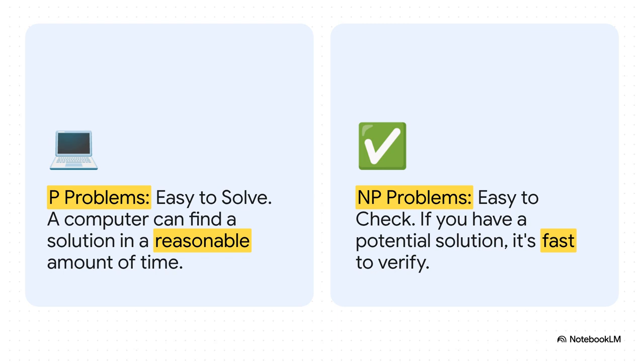Now, problems in NP are different. They're the ones where a solution is easy to check. Like, if I hand you a finished Sudoku puzzle, you can very quickly verify that, yep, all the numbers are in the right places. But finding that solution from a blank grid, that can be a total nightmare. So the P versus NP question is really asking, are these two groups of problems actually the same group?